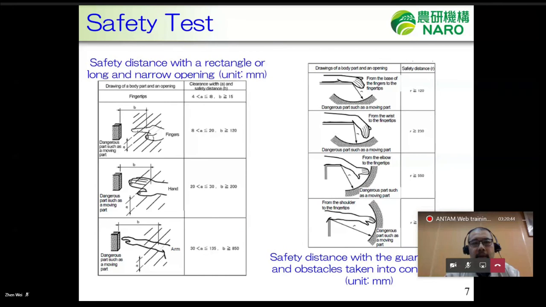The safety test standard is based on the human body. On the left side upper, you can see the fingers of a hand. If there's an opening near a dangerous moving part, and the opening is over 8 millimeters and under 20 millimeters, that means you can put your finger through, but not the hand. So the opening and the dangerous part have to have a distance of more than 120 millimeters. If it's the hand, it's 200 millimeters. If it's the arm, 850 millimeters. As the standard is based on the human body, you can apply this standard to any kind of machine. Next slide, please.